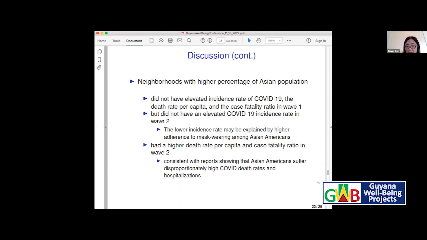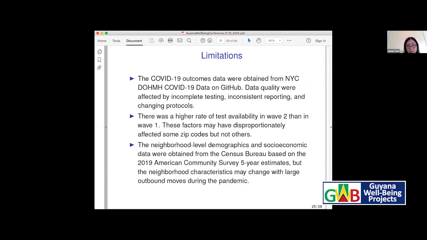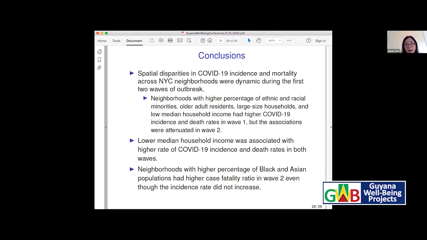Sure. Okay, so I will talk about the conclusion slides. This study really shows that spatial disparity in COVID-19 incidence and mortality across New York City neighborhoods was dynamic during the first 2 waves of the outbreak. The lower median household income, as we show in the analysis, was associated with a higher rate of COVID-19 incidence and death rate in both waves. Also, neighborhoods with a higher percentage of Black and Asian population had a higher case fatality ratio in wave 2, even though the incidence rate did not increase.